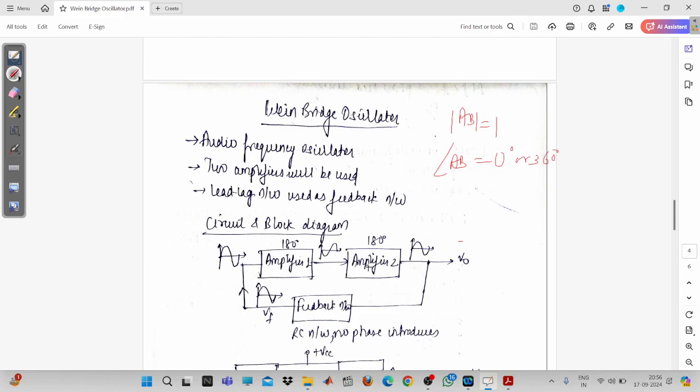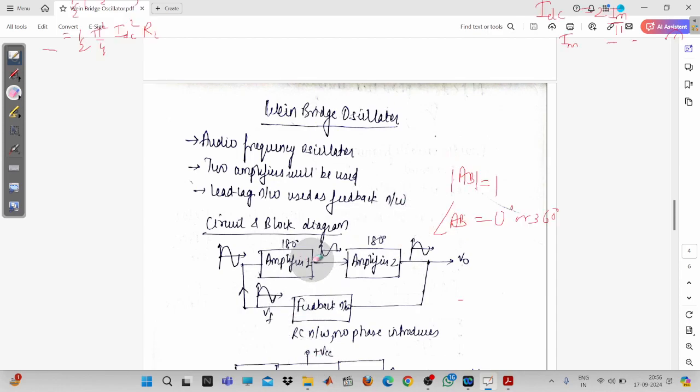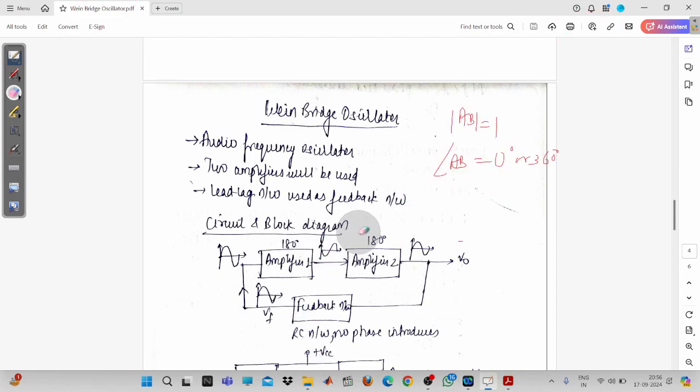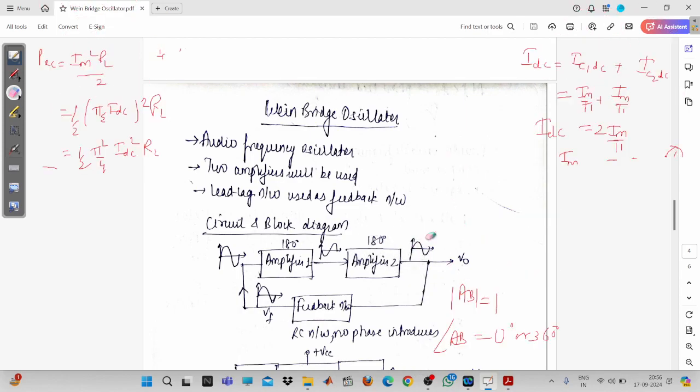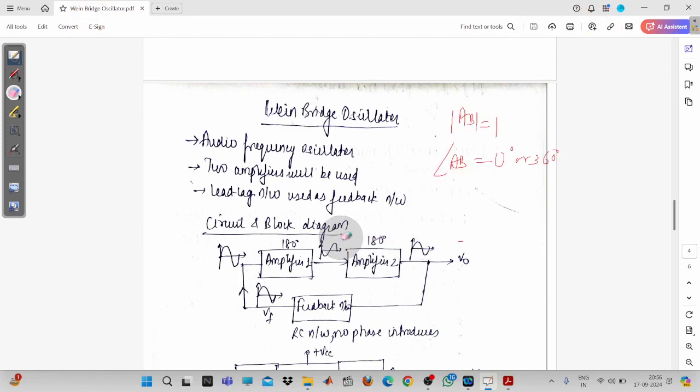Fine. So now in this case, the common emitter amplifier will be used, and in the common emitter amplifier, the output signal is always 180 degree phase shifted with respect to the input signal. Now you can see here the output signal is 180 degree phase shifted. Similarly, this is also 180 degree phase shifted. So already we have got 360 degree phase shifting of the input signal. So it means that the feedback network should introduce a 0 degree phase shift.